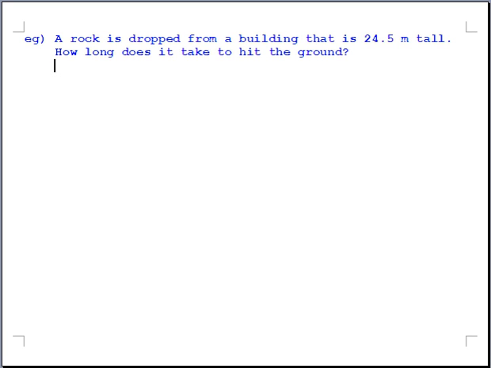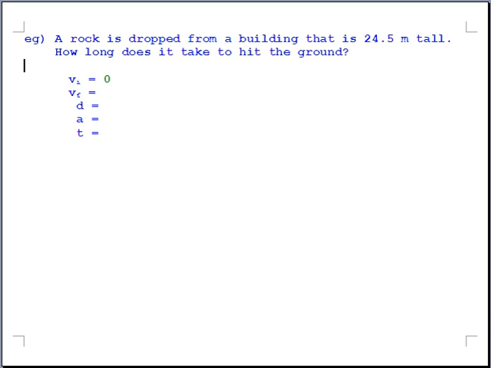So here we're dropping a rock, a Dwayne Johnson, dropping him from a building that's 24.5 meters tall. And we are asked, how long does it take the rock to hit the ground? So always with these kinematics questions, we want to start with our list of variables, the VFDAT list. So VI, VF, DAT, what can we put in there?